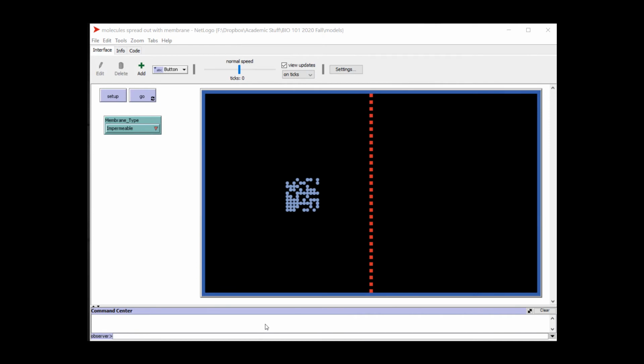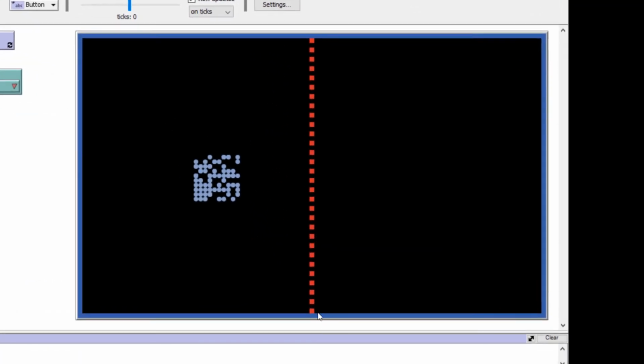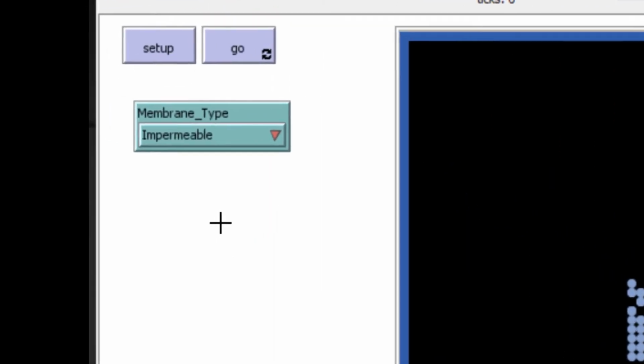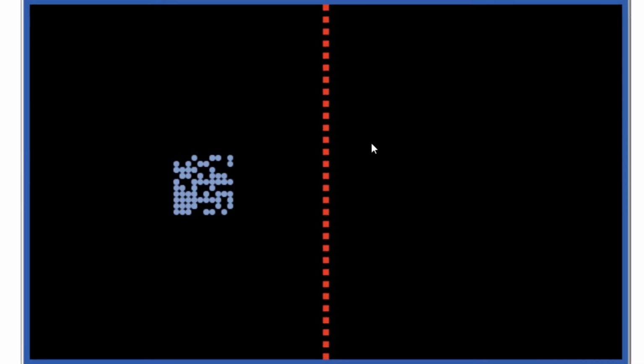So here we have a similar model to the one I showed you earlier. And again, you've got these molecules here that will just move around at random. But this time, we've got a membrane separating the container, and all the molecules are concentrated on one side of the membrane. So we have a high concentration on the left side of the membrane and a low concentration on the right side. In this particular model, you see that this is an impermeable membrane, so this molecule cannot cross that membrane.